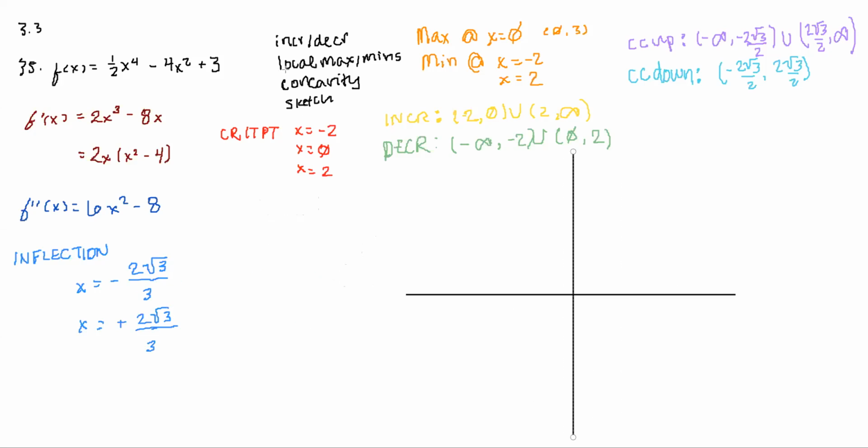So now, because we're sketching this graph, I would suggest finding out what these points are. For instance, what is my y value when x is equal to -2? How would I determine that? Yes, so I'm going to say that f of -2 is going to be 1/2. What is -2 to the 4th?